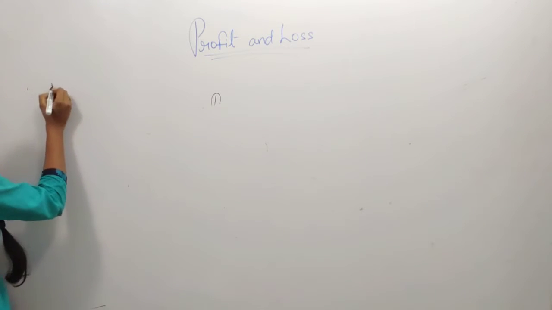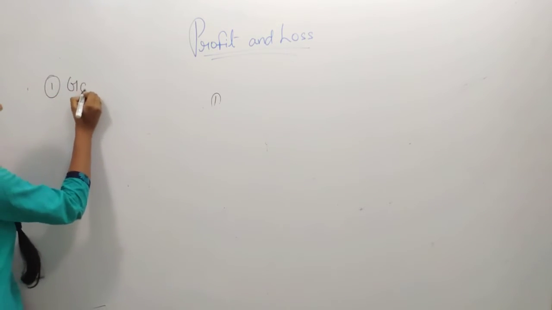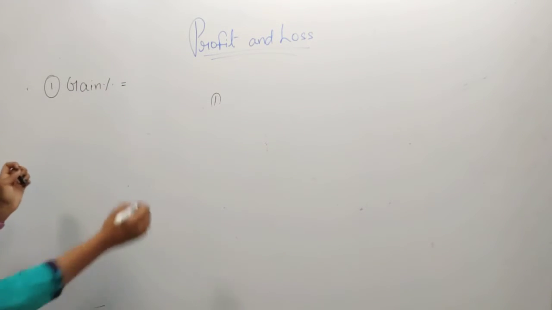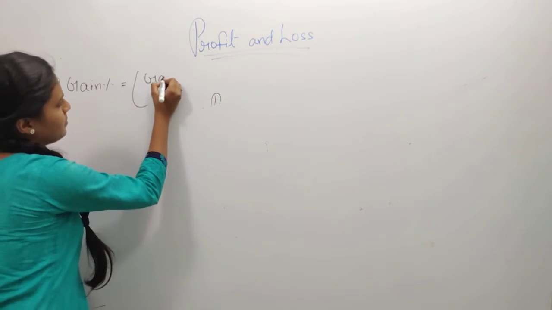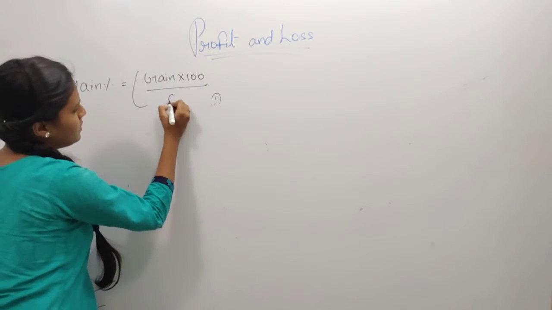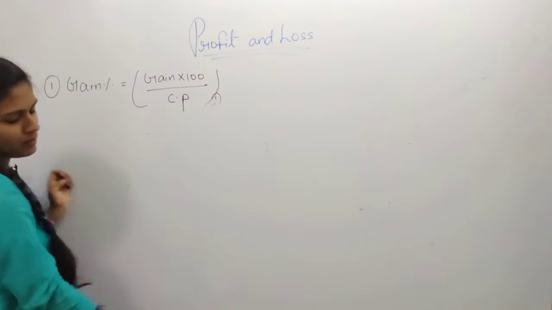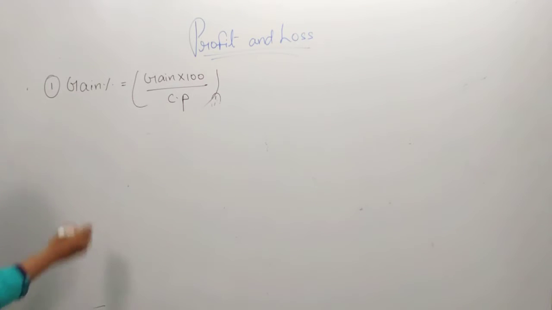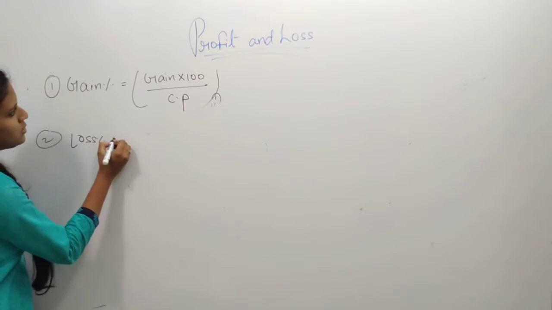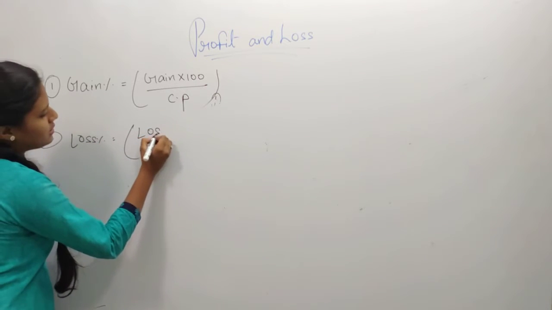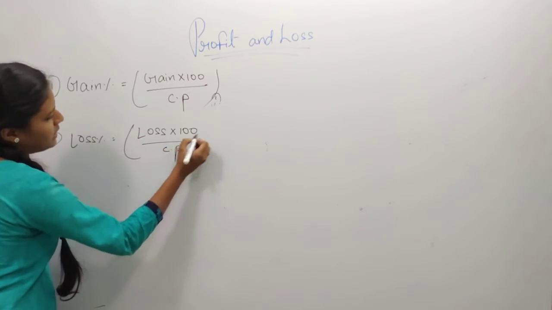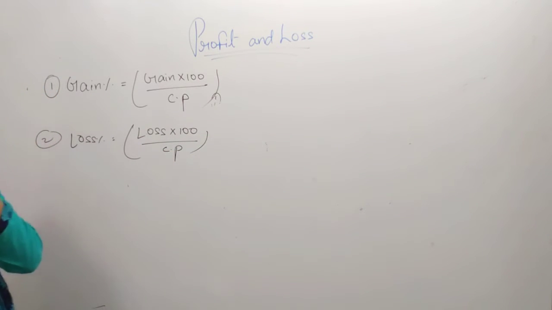First formula. Gain percent. Gain percent is equal to what? Gain into 100 by CP. Okay, this is the first formula. And loss percent, second formula, what? Loss percent is equal to loss into 100 by CP. CP means what? Cost price.